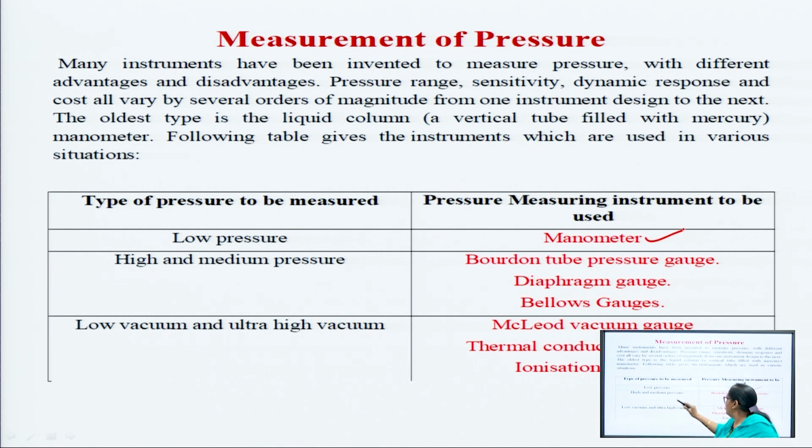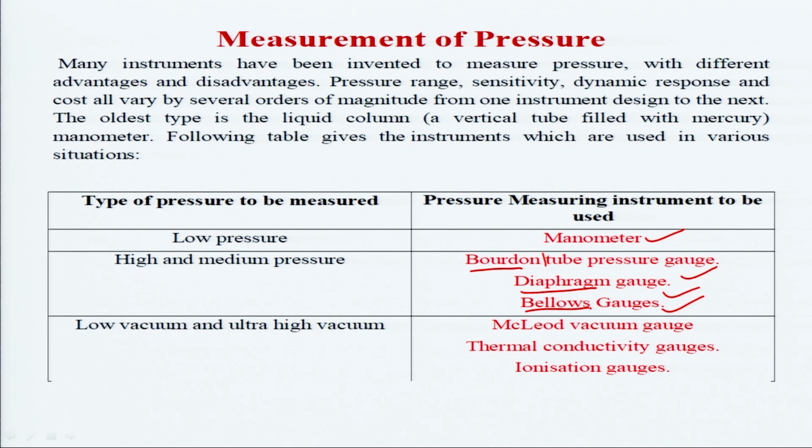For high and medium pressure we are using the Bourdon tube pressure gauge, diaphragm gauge, bellows gauge. Remember one thing, the main concept is Bourdon, diaphragm and bellows. बाकी they are using for the high and medium pressure measurement. And now again come to the vacuum measurement or ultra high vacuum, very very low pressure, 10 to the minus 6 torr, 10 to the minus 3 torr. That time is a special purpose pressure measurement instrument known as McLeod vacuum gauge, thermal conductive gauge.